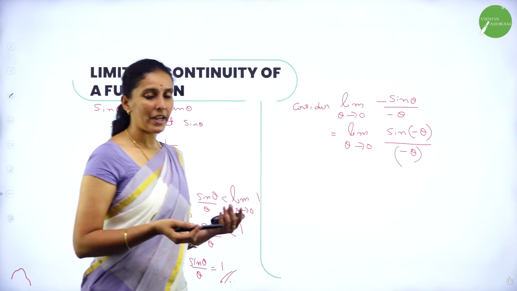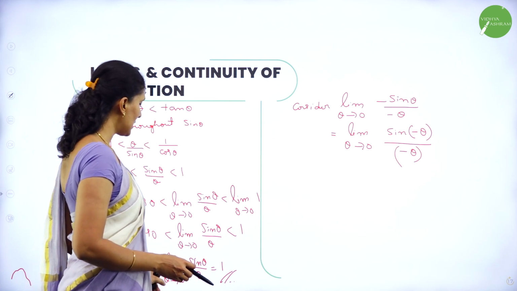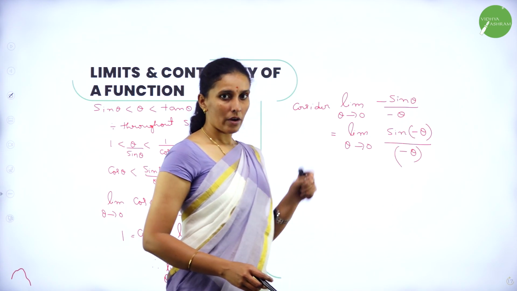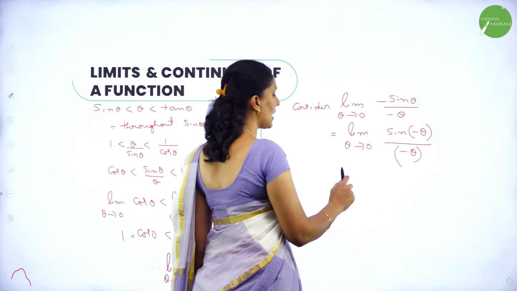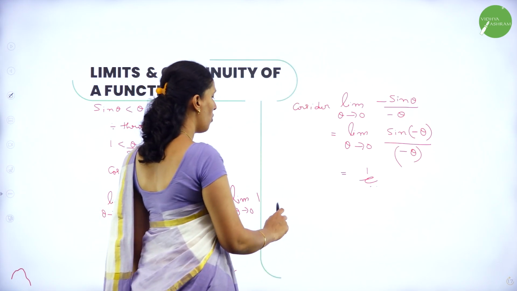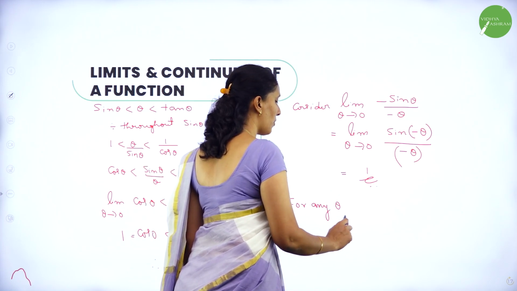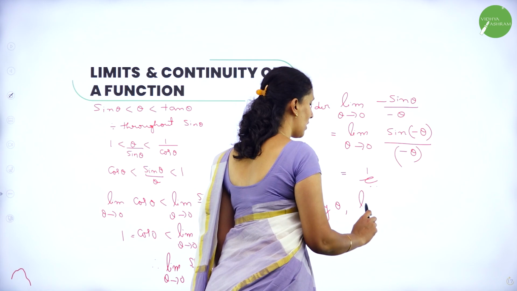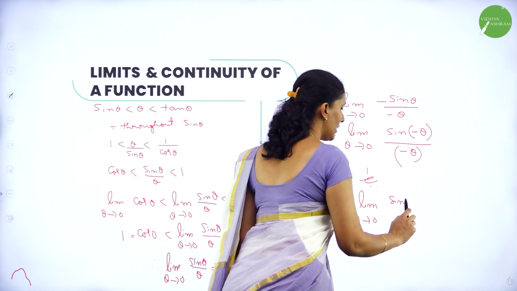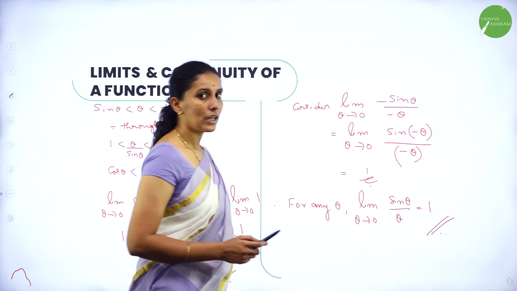If you change minus theta to any x, it will imply the same concept, that is limit sin theta by theta. The theta value should be the same here, and here it is the same. Therefore it is the standard limit whose value can be taken as 1. So for any theta, whether theta is positive or negative, we can conclude that limit theta tends to 0 sin theta by theta is always equal to 1. So this is the conclusion.